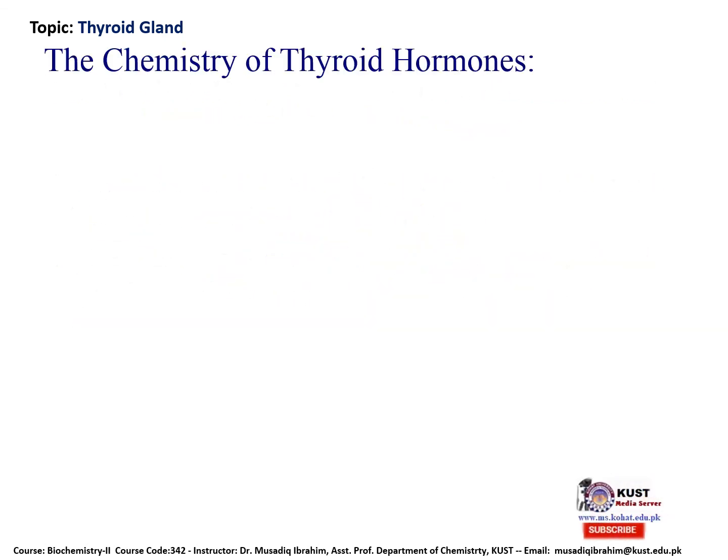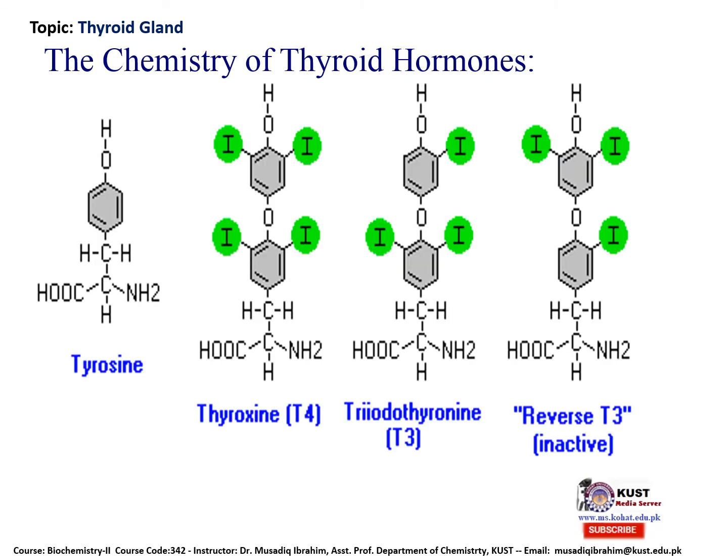So moving towards the chemistry of thyroid hormones. Here in this diagram you can see the structures of different thyroid gland hormones. This is the structure of tyrosine, which is an amino acid. You have a hydroxyl group at the top which is attached to the aromatic ring.